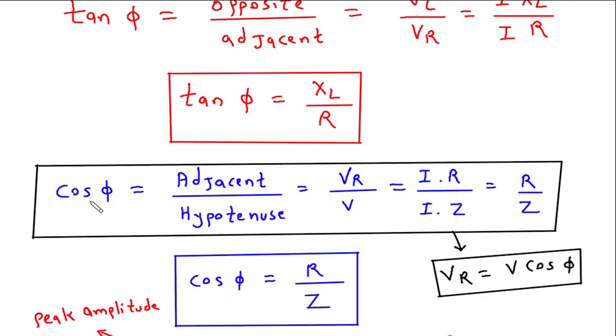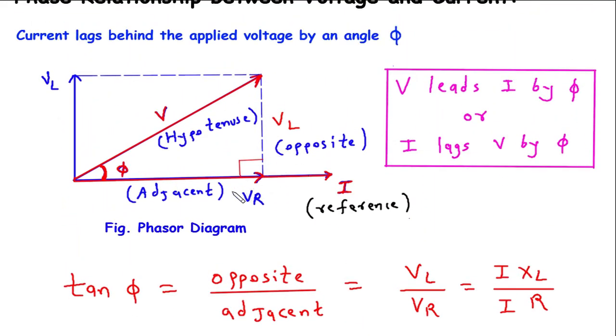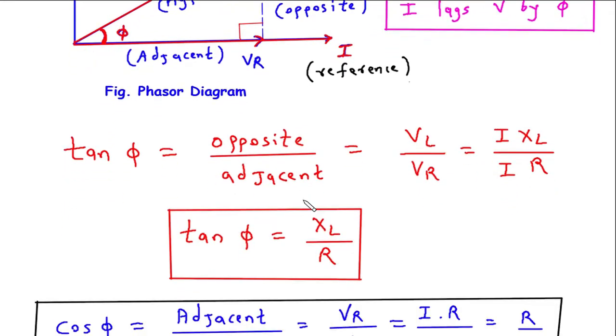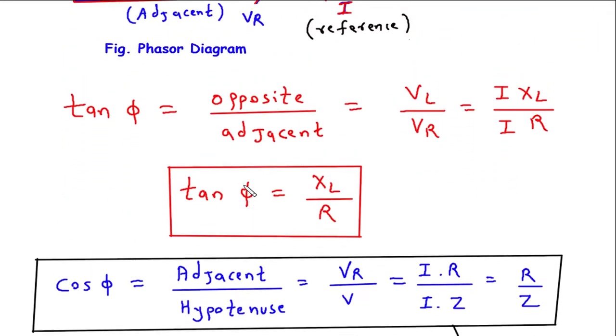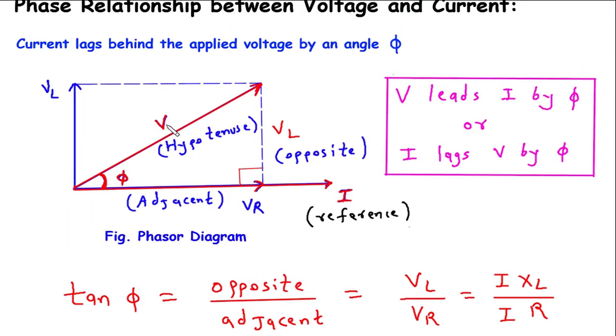Now cos phi is equal to adjacent side upon hypotenuse. So the adjacent side is VR, and the hypotenuse is the applied voltage V.